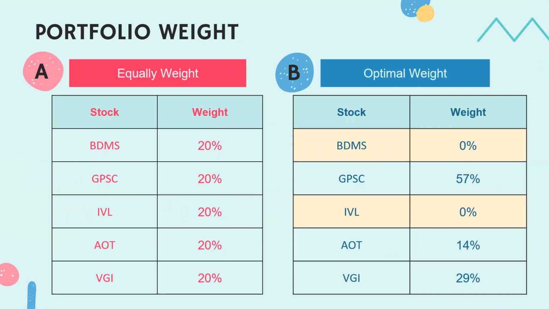This is our portfolio weight. The first, as I mentioned before, has 20% each for the 5 stocks. However, for optimal weight, after we calculate using Solver, we have 50% on GPSC, 40% on AOT, and 29% on VGI.